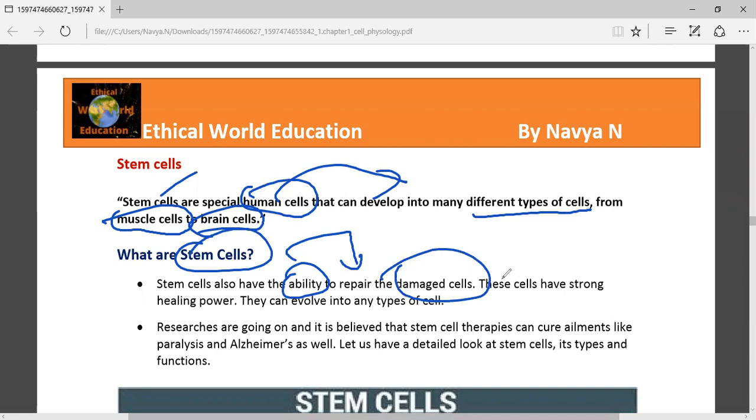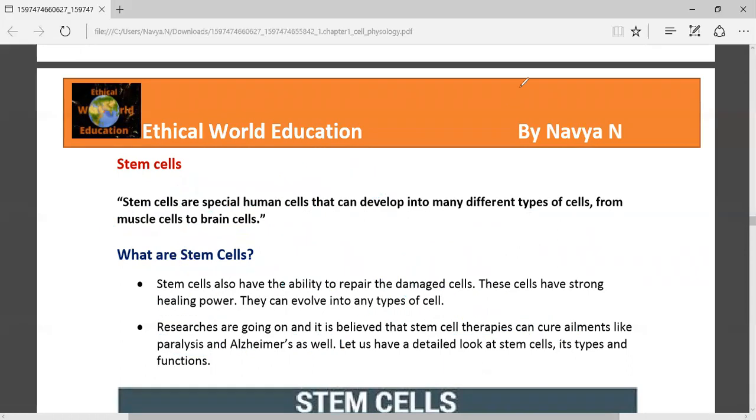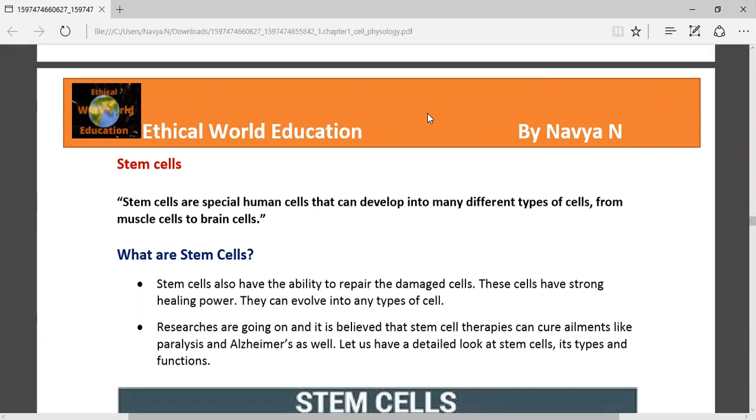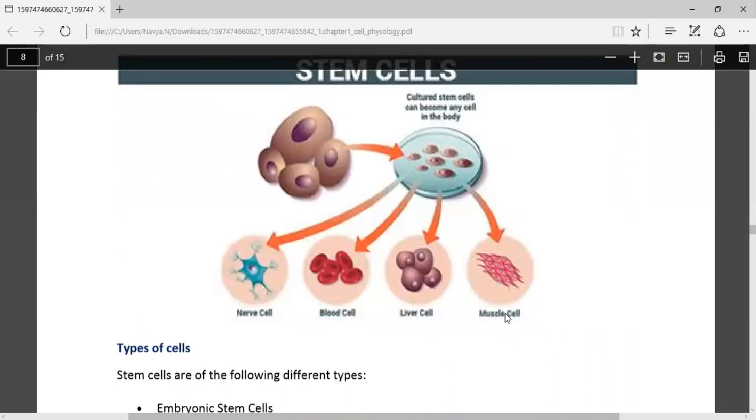These cells have very strong healing power and can also evolve into any type of cell. Research is going on, and it is believed that stem cell therapies can also cure ailments like paralysis and Alzheimer's. Here there's a detailed diagram about the stem cells: stem cells, a nerve cell, blood cell, liver cell, and muscle cell.